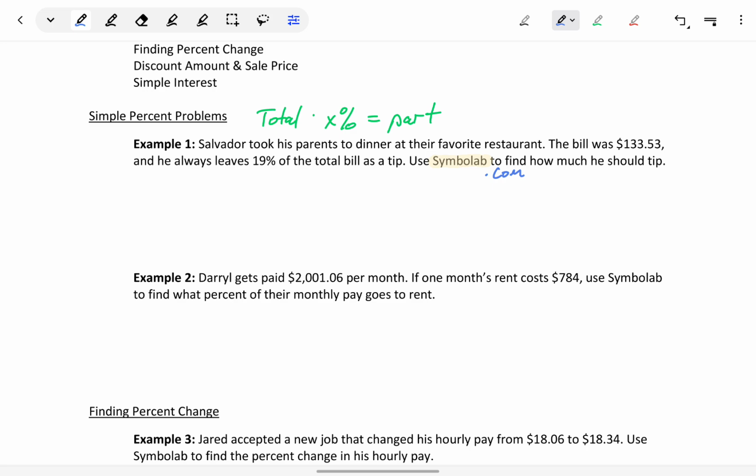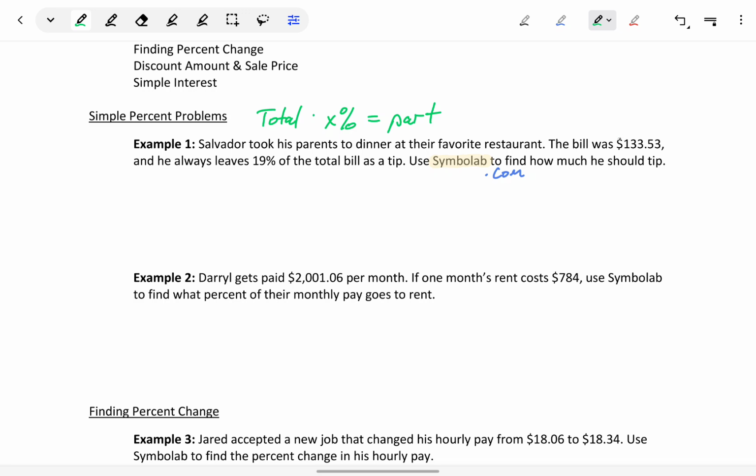So in example 1, Salvador took his parents to dinner at their favorite restaurant. The bill was $133.53. He always leaves 19% of the total bill as a tip. We're going to use Symbolab to find out how much his tip should be. Again, we'll do that by identifying the total, the percent, and the part. One of those will be missing.